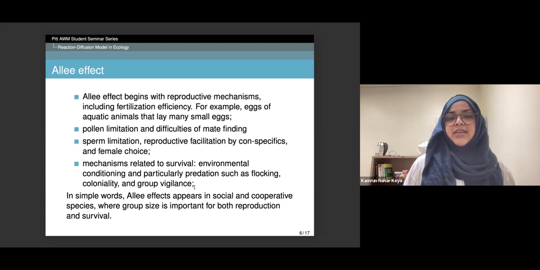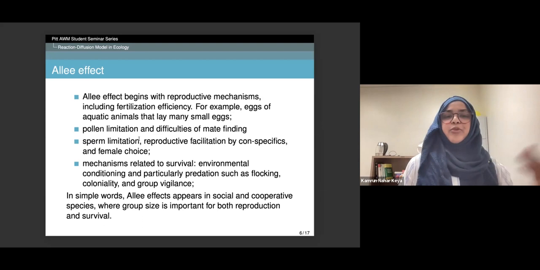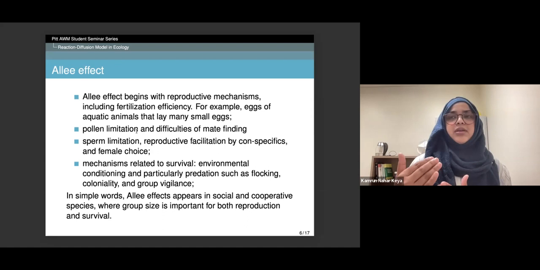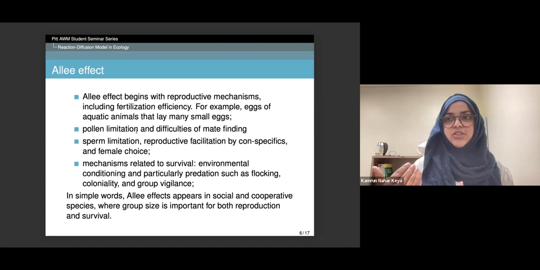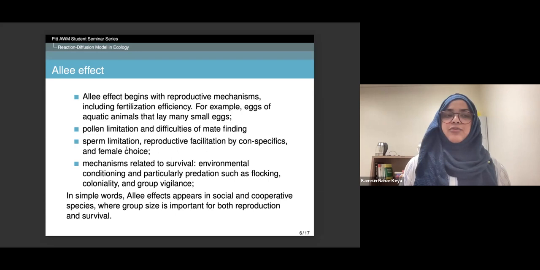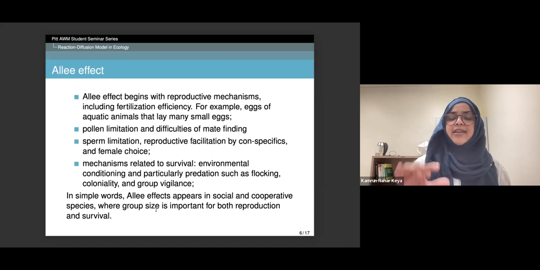W.C. Allee was the first person who introduced this effect in ecology. And there are some bookish definitions of how the Allee effect can come about, like pollen limitation in the case of flowers. If they don't have enough pollen, then the flower growth will be really low and it can go extinct in such a short time. The same pattern occurs with sperm limitation for animals, birds and fishes. So simply, the Allee effect appears when we have a really small group size, and group size is really important in a population so they can exist in the environment.